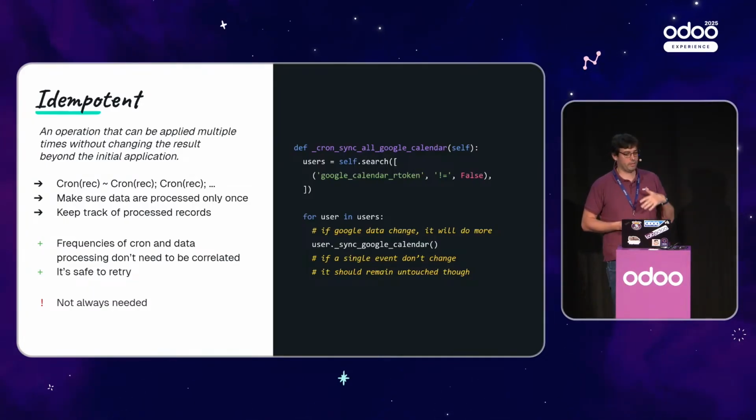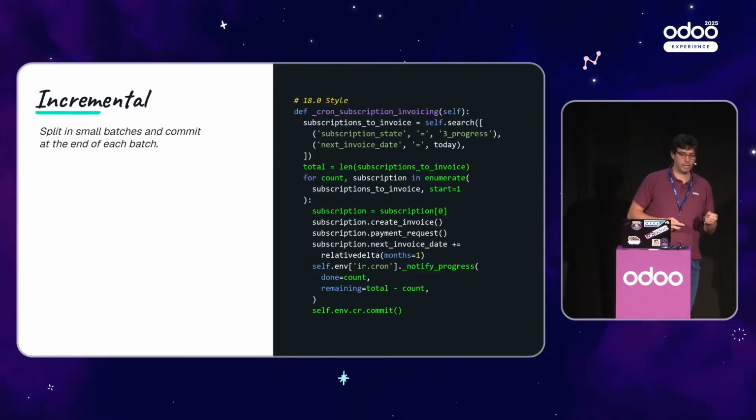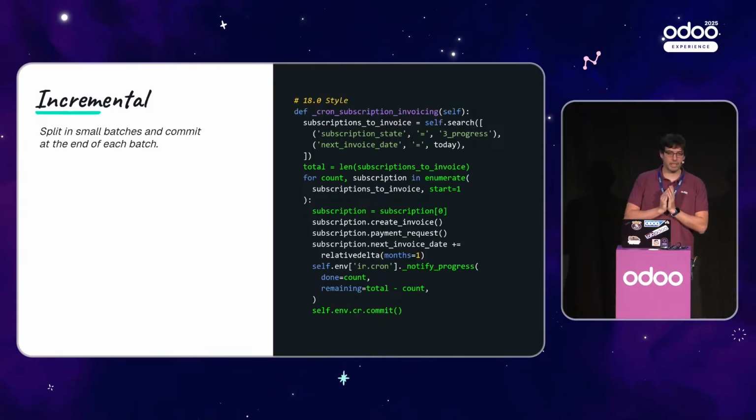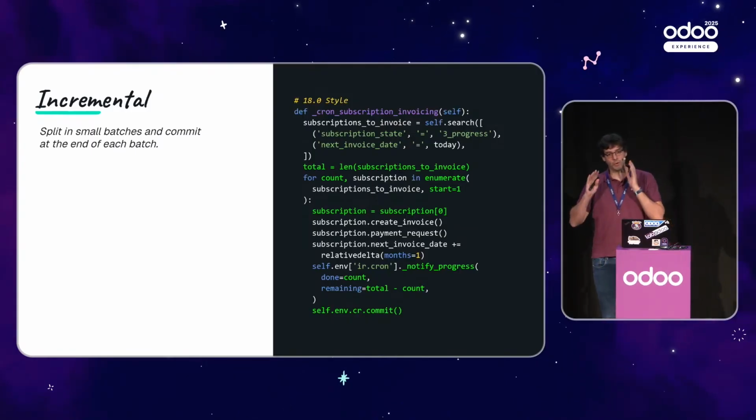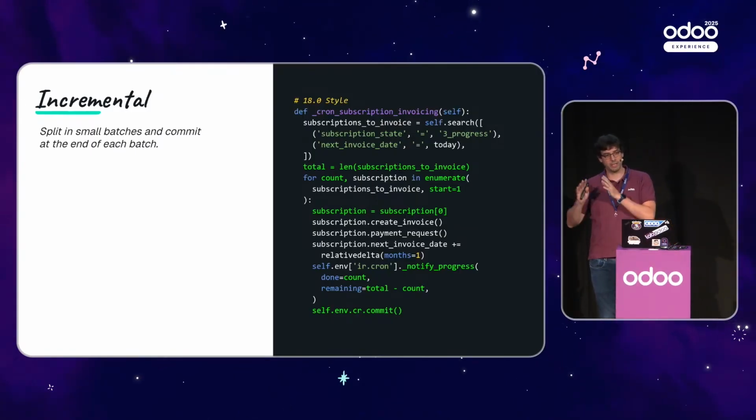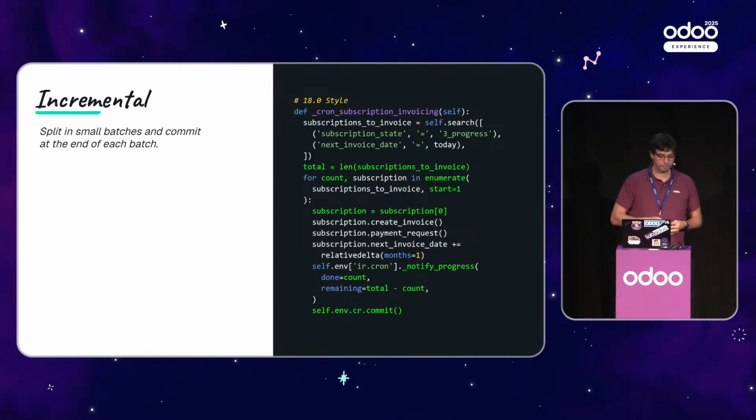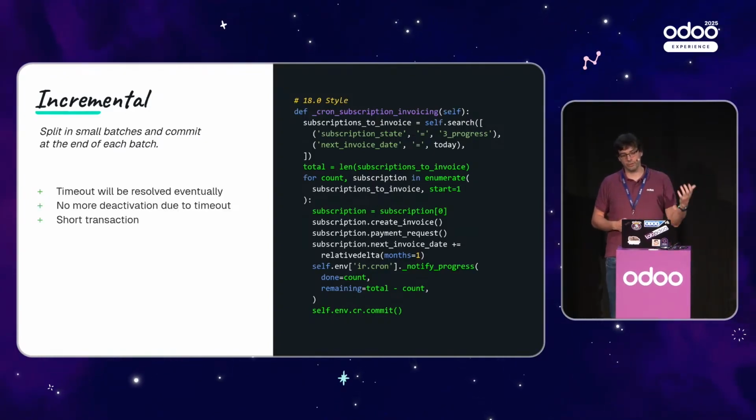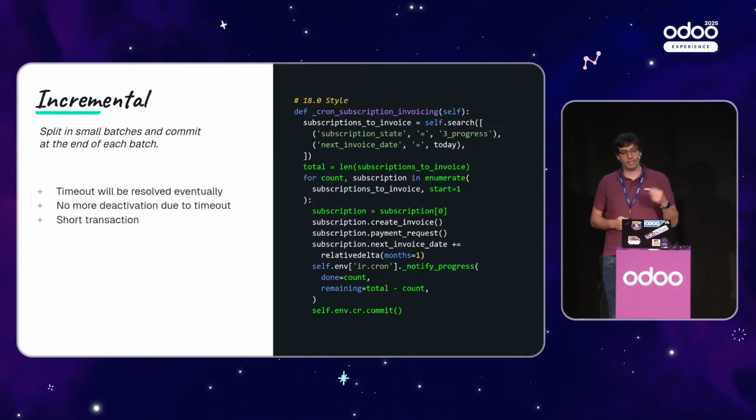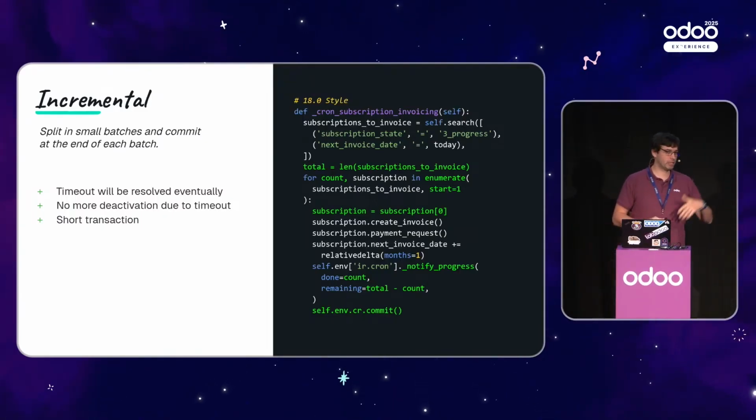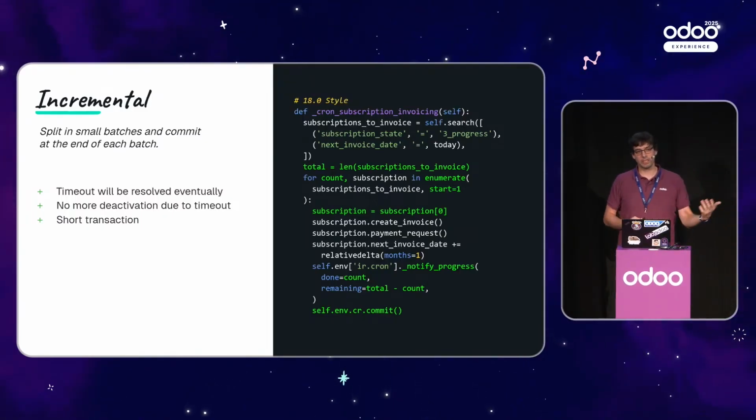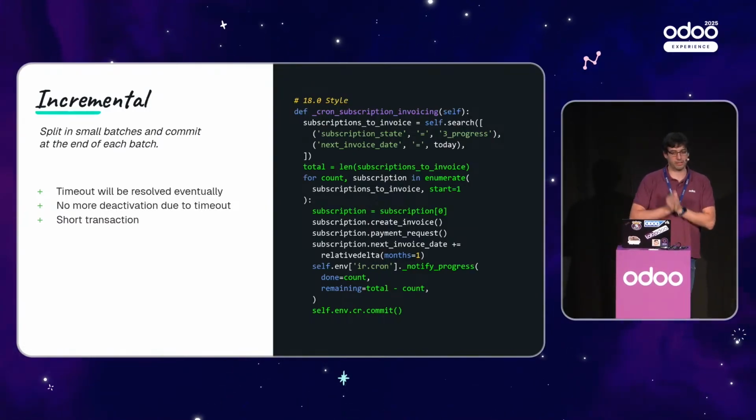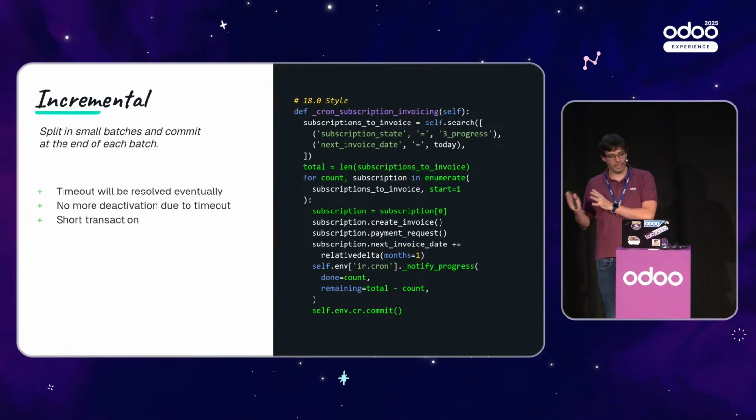So once you have an idempotent cron, you want it to be incremental. This is paramount. Basically, it means you are going to split your work in small batches and commit at the end of those batches. Okay? So since you commit at the end of your batch, the timeout will be resolved eventually because you are progressing. You are not going to be deactivated due to timeout, and you have shorter transactions. Shorter transactions mean less risk of concurrent update.